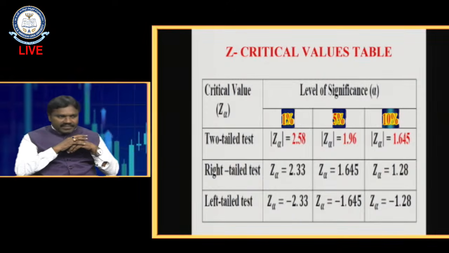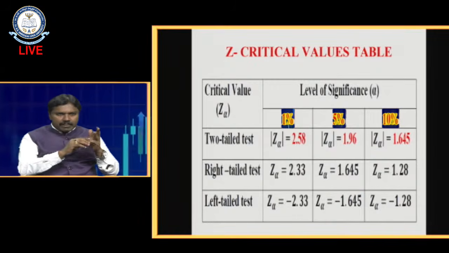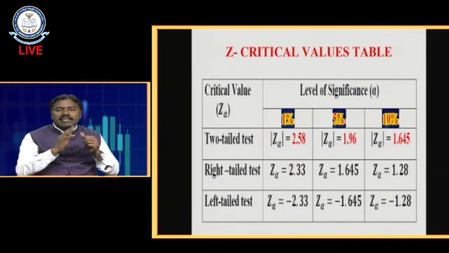Okay, level of significance. Already, what is the level of significance? The rejection regions. What is the rejection region? 1%, 5%, and 10%.